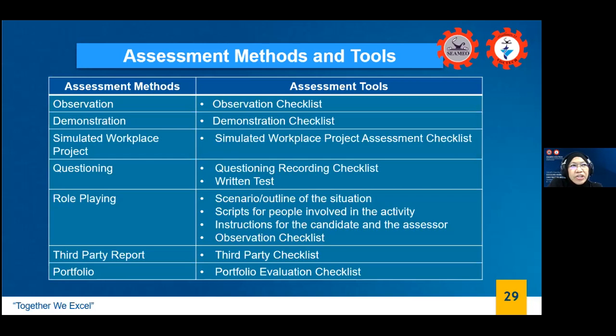It could be on the job or it could be off the job. Off the job could be in your workshop, in the laboratory, just to make sure that before your student goes on the job, you are confident that your student can do the on-the-job work. Okay, I got it.